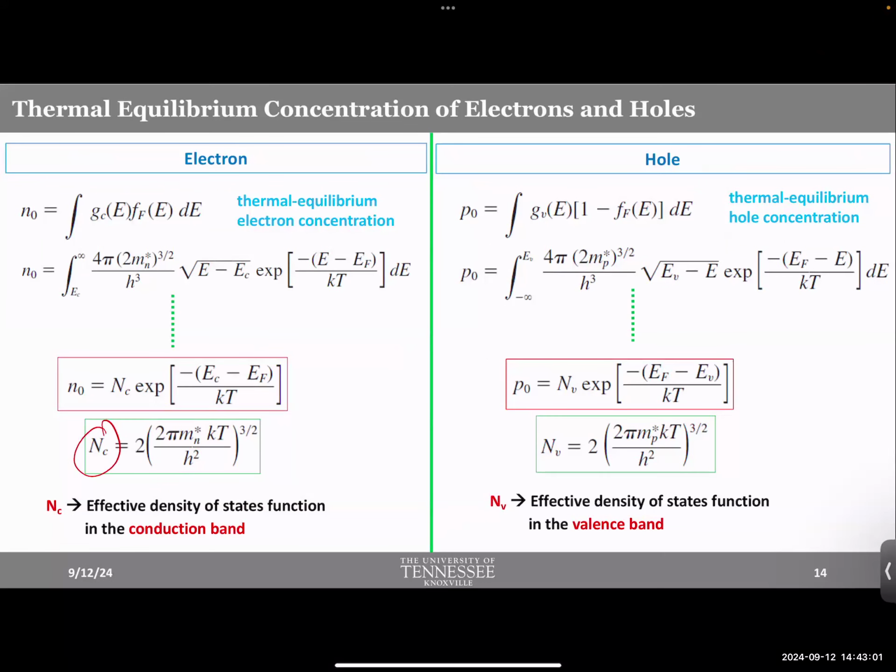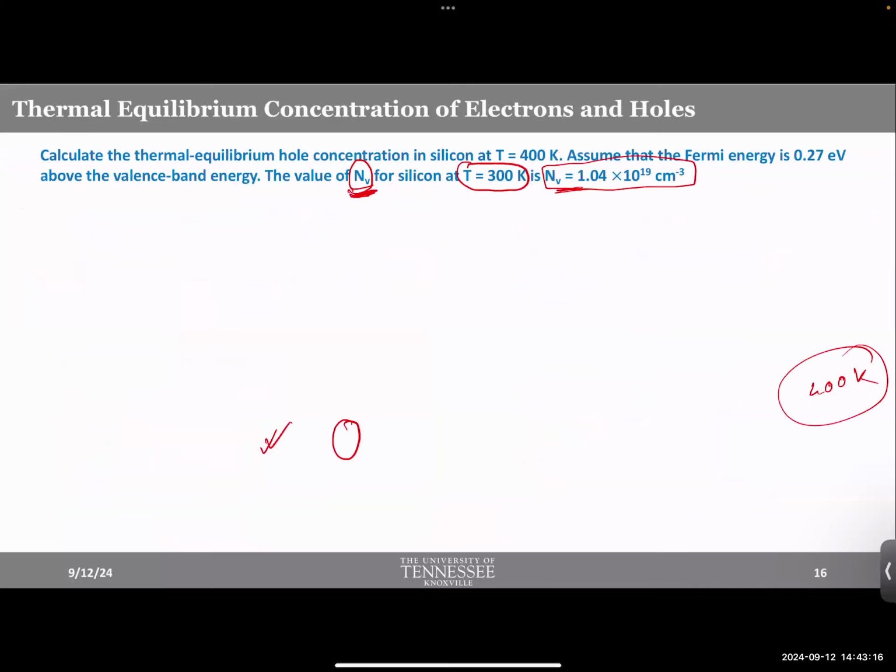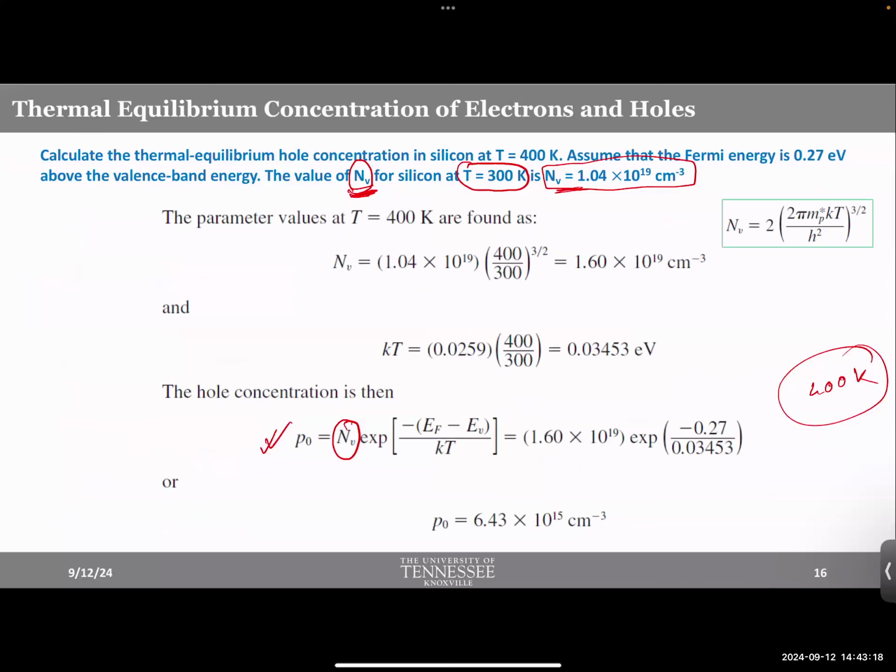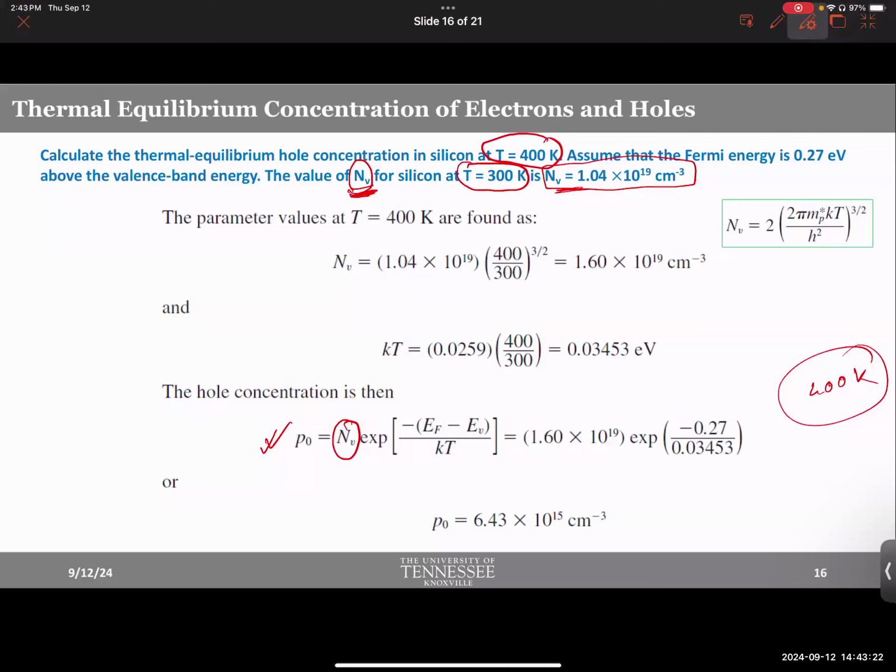Notice that NC and NV are both functions of temperature. There is temperature sitting in here, right there. Just to illustrate the significance of that, it's not just any other constant. It's a parameter that is a function of temperature. So we have to calculate the NV for 400 Kelvin, which is the target temperature for our case.